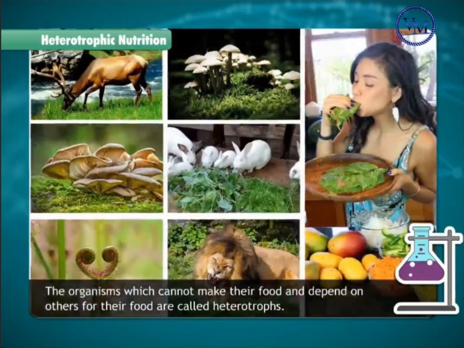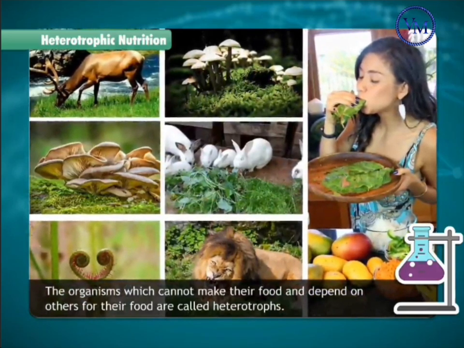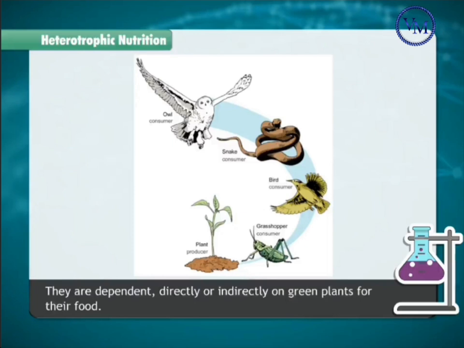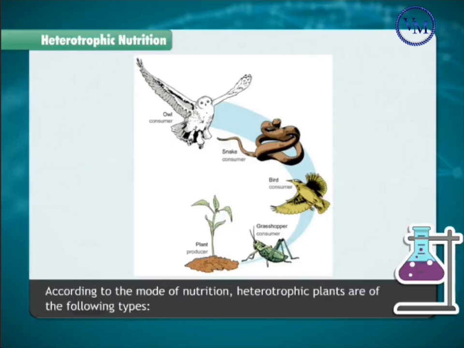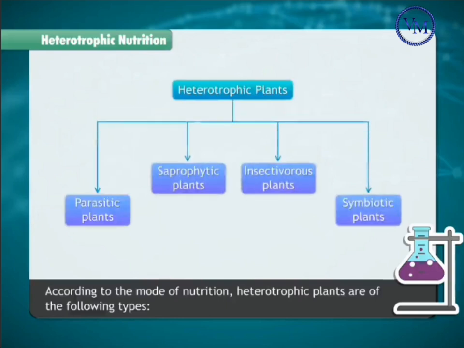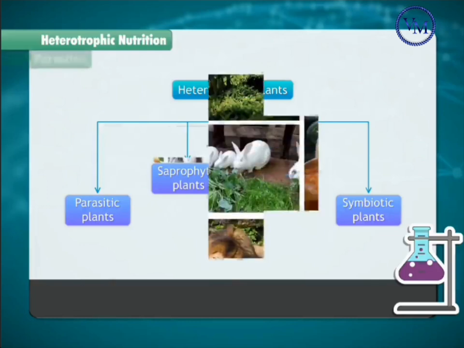The organisms which cannot make their food and depend on others for their food are called heterotrophs. Organisms like animals, bacteria and fungi cannot prepare their own food. They are dependent, directly or indirectly, on green plants for their food. That is why they are often referred to as heterotrophs. According to the mode of nutrition, heterotrophic plants are of the following types. Let us learn more about them.